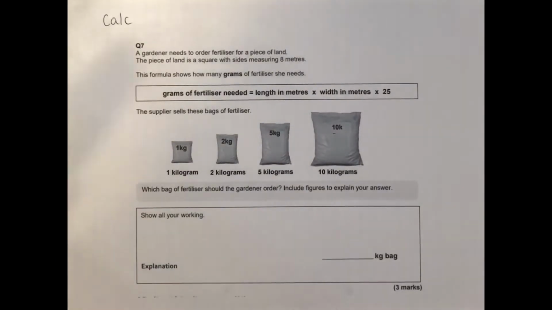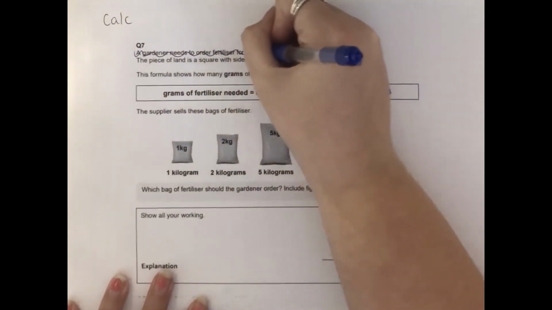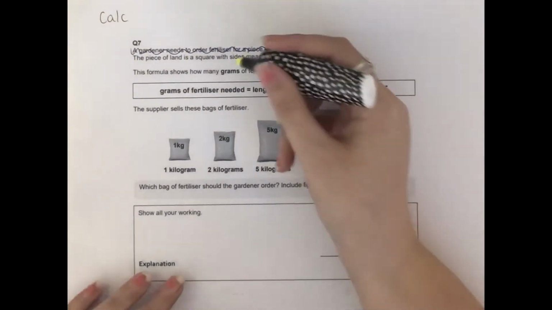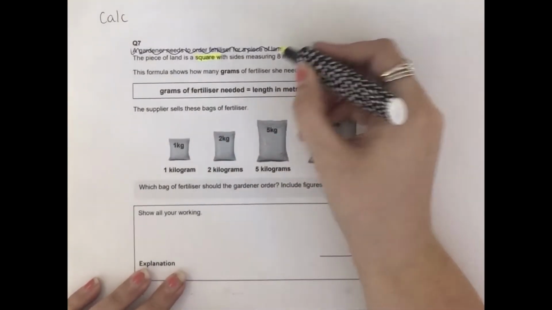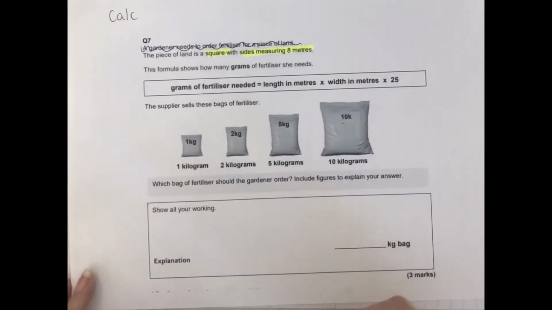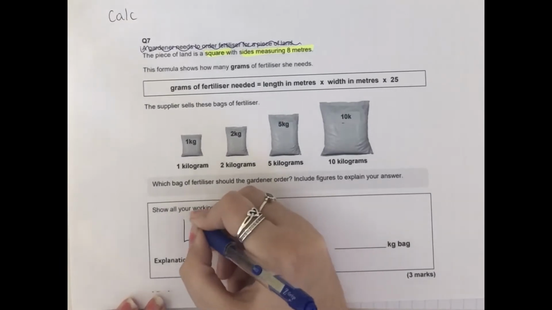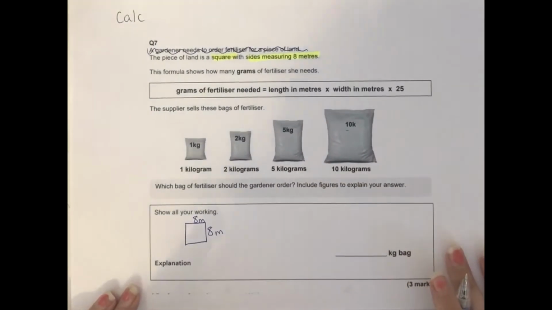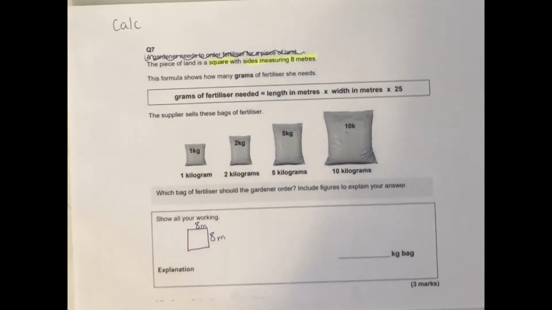So a gardener needs to order fertiliser for a piece of land. Good for him. That's just a bit of background information, it's not actually that important. The piece of land is a square with sides measuring 8 metres. Okay, so that is important information. It's important that it's a square and it's important that the sides are 8 metres each. So in my working, I'm just going to draw my little 8x8 square, just to remind myself, this is what we're working with.